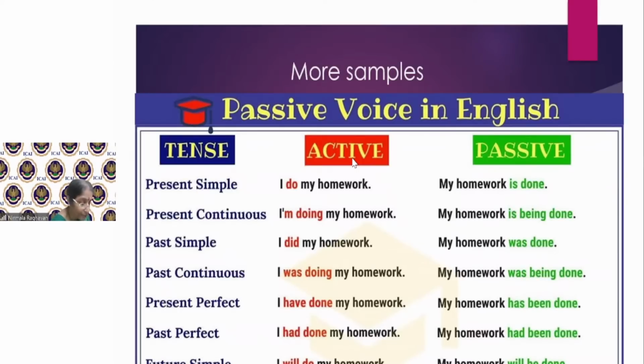Yes, Palobi. In the next class, I will share again the active passive slides and then push on with reported speech. Yes, I'll do that. But now I'm reading it out to you so that you listen and understand. I will do my homework. My homework will be done. By me is understood, so I don't write it.